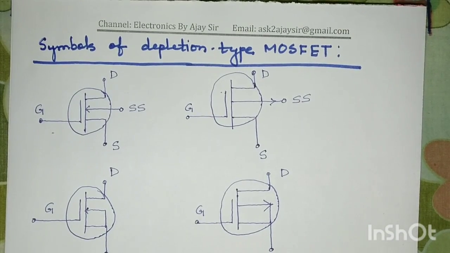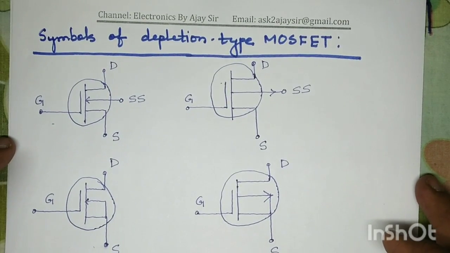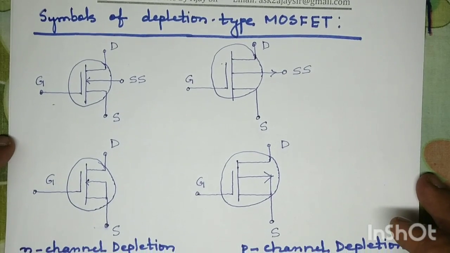So look here, I have drawn the symbol of n-channel depletion type MOSFET and the symbol of p-channel depletion type MOSFET.